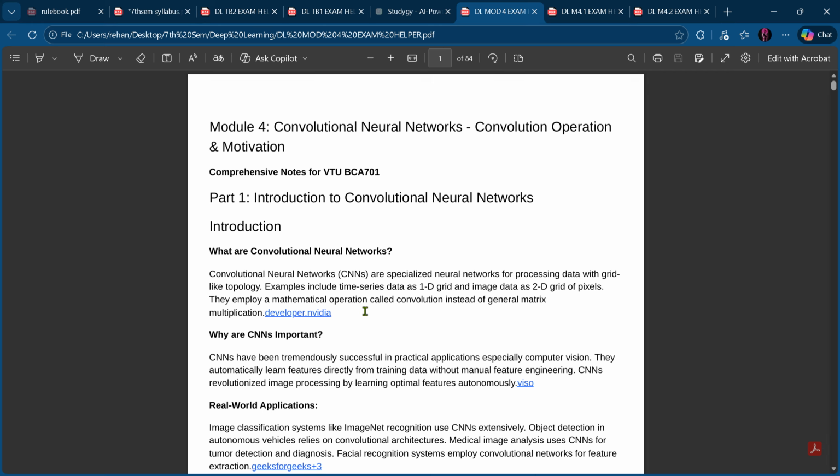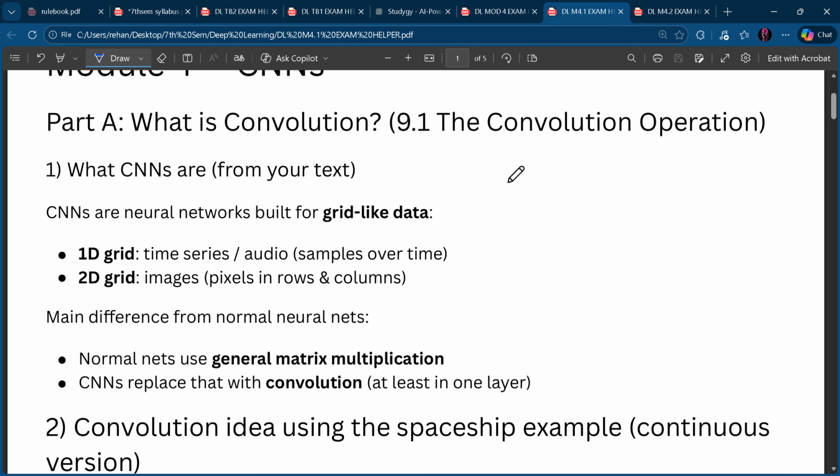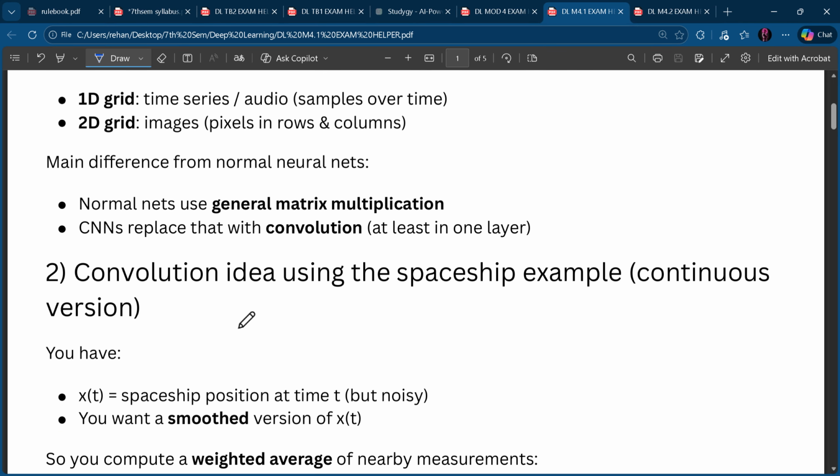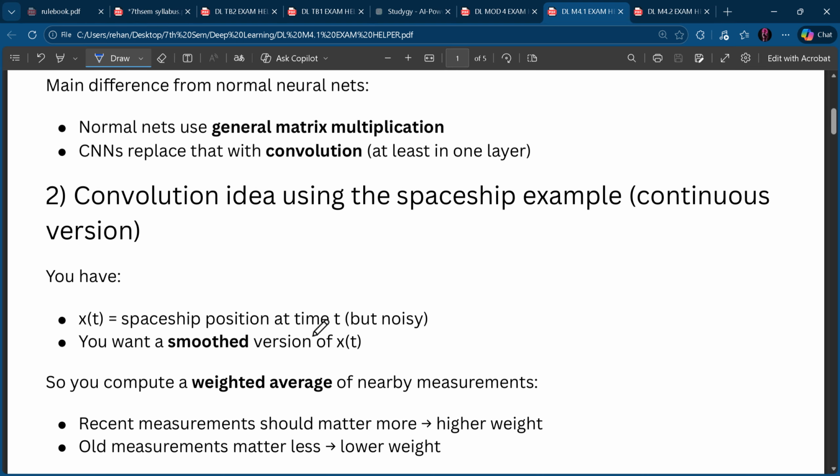They employ a mathematical operation called convolution instead of general matrix multiplication. So why are we using CNN instead of general matrix multiplication, which is used by normal nets? In CNN, we replace that with convolution, at least in one layer. Convolution idea using a spaceship example: suppose you have a spaceship and you got information about its location, but it might be moving.